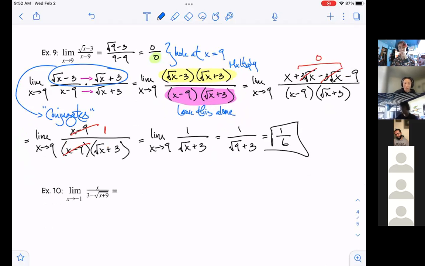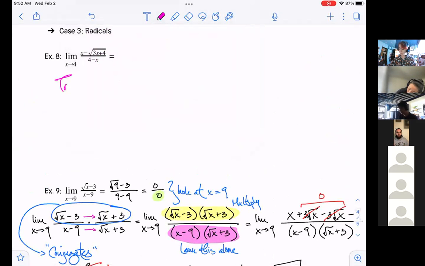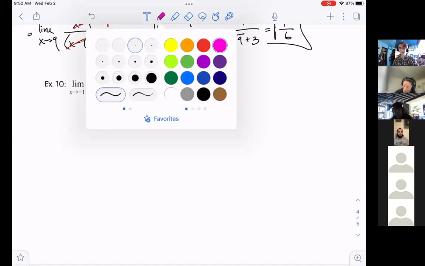Great. All right, so let's try example 10. Up here for example 8, we'll leave a little note: try this on your own. And then we'll take a look at number 10 together.